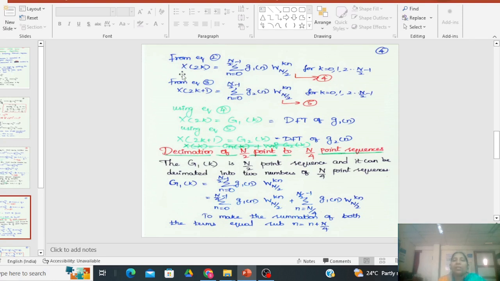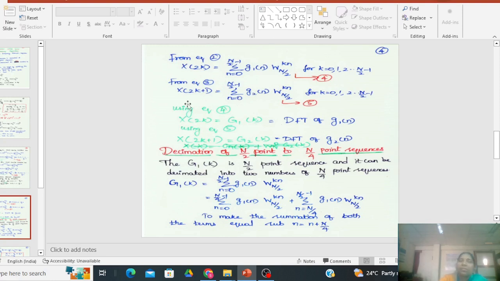Now in this, we have to assume that x of 2k is in the form of a DFT of g1 of n, as G1 of k. And equation 5 is in the form of x of 2k plus 1 equal to G2 of k, which is nothing but the DFT of g2 of n. So this is the result of the first stage.